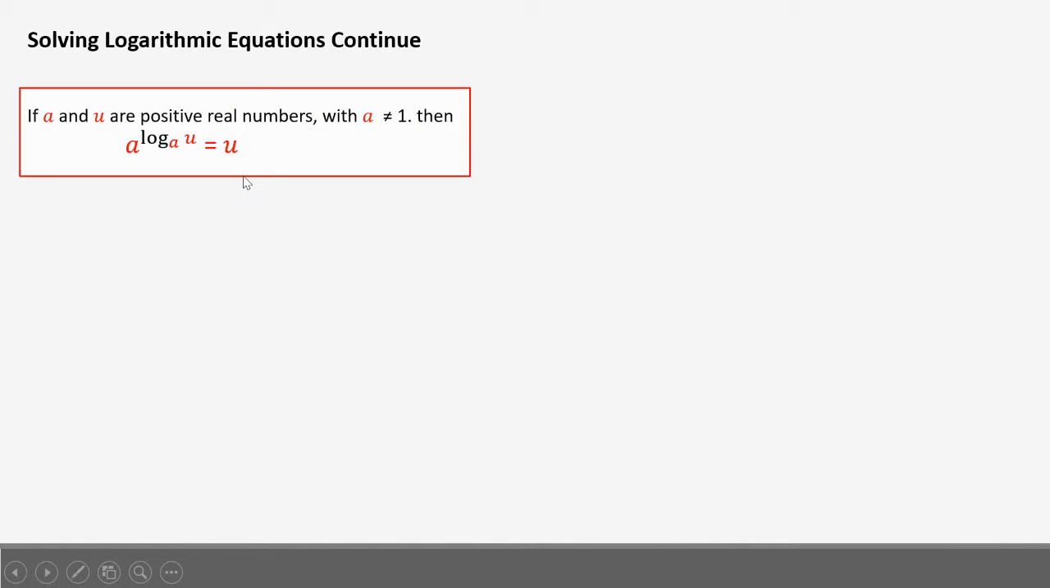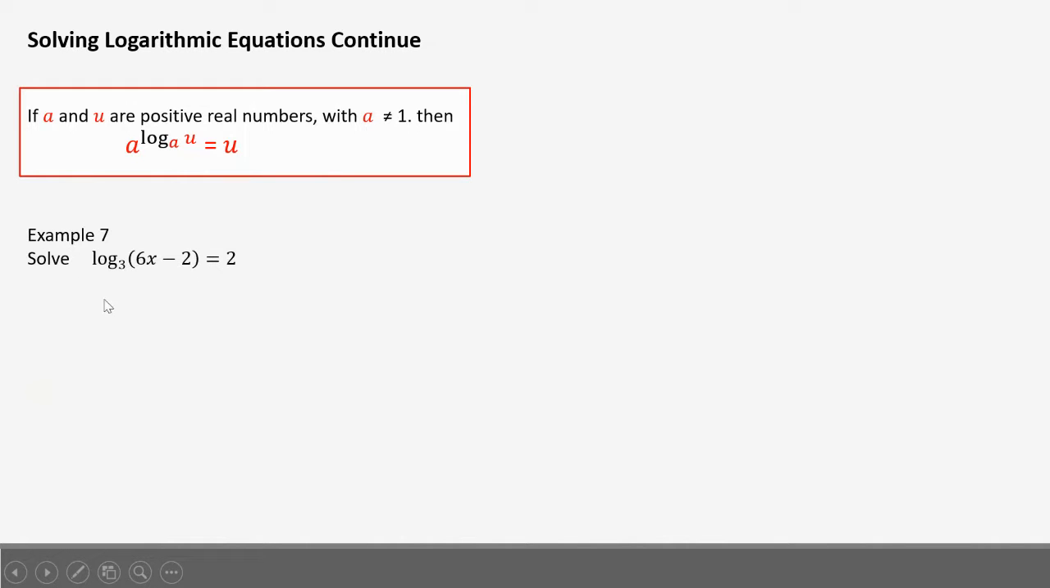Okay, now I believe this will be the last property, or the last rule. Again, if a and u are positive real numbers, with a not equal to 1, then a is a base, and log base a of u is my exponent, is equal to u. Which means if this base and the base on the log are the same, it cancels, it becomes 1, and you just bring down the u. So this is very crucial for the next example.